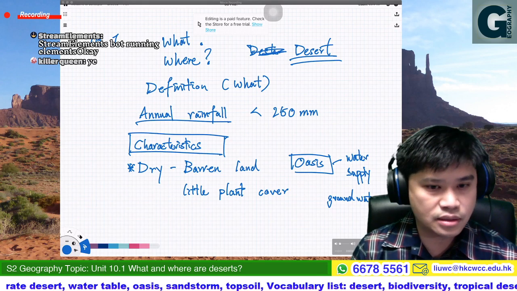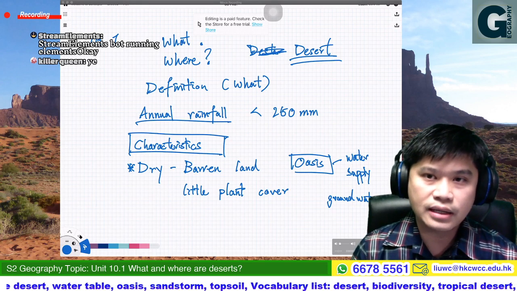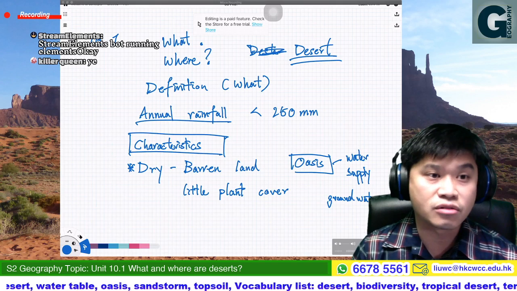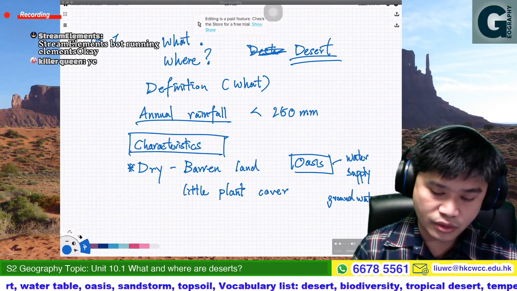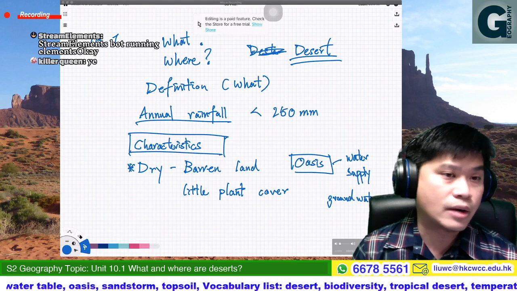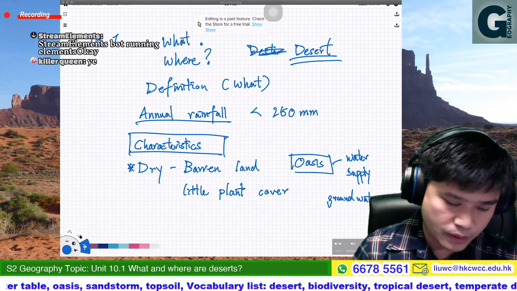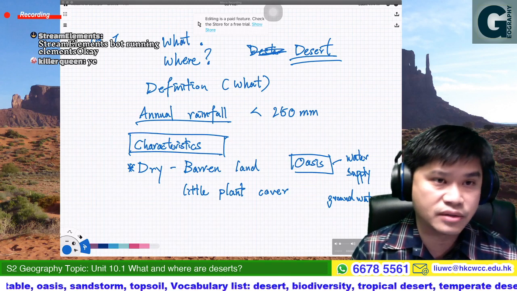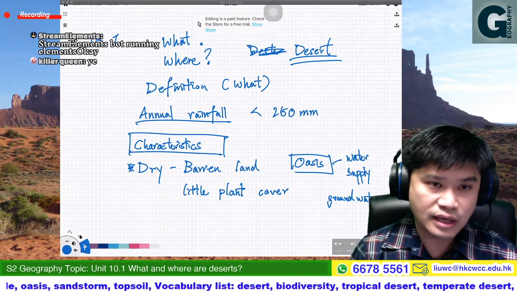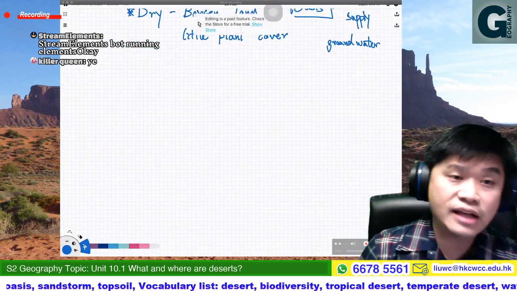Then for that place, compared to other areas, it could be more green. That's why we call it an oasis, in Chinese, 绿洲啦. So that would be some basic characteristics of that set. And then right now, let's have a look.